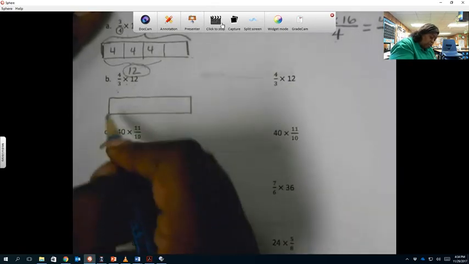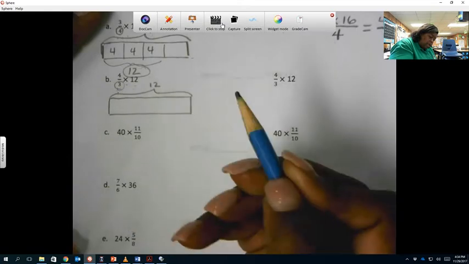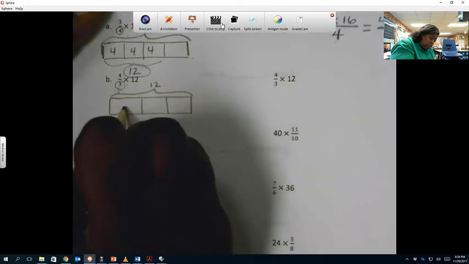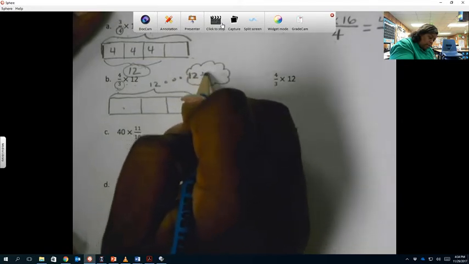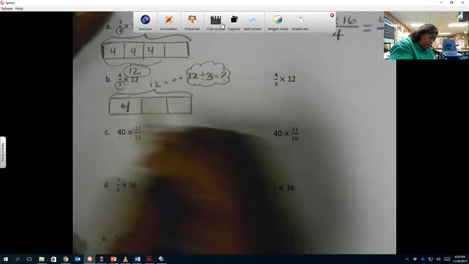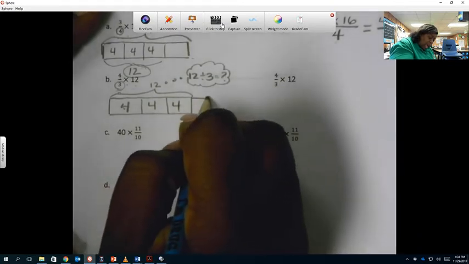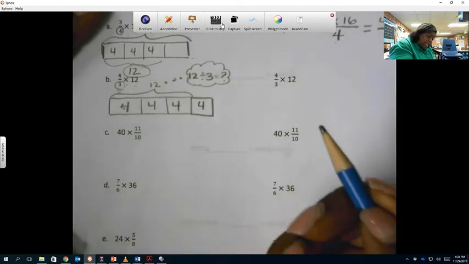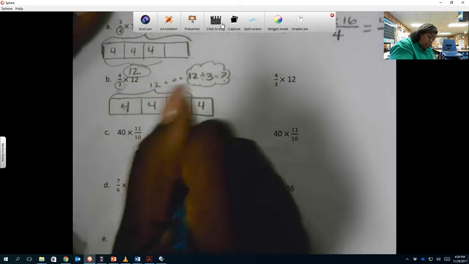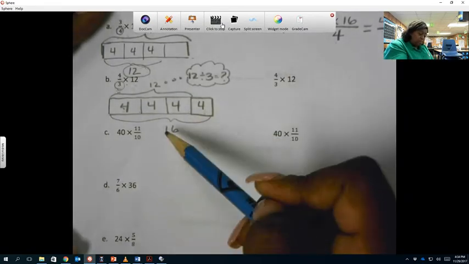Again, this bar represents our whole, and how many is the total? 12. It's being cut into 3 units, and we need to know how much is in 1 unit. So again, what should we be thinking? 12 divided by 3. Well, that equals 4. But we need to know how many is in 4/3, not just 3/3. So I'm going to add an extra unit, and that's my 4/3. Again, that's still 4. So 4/3 would be 16, which is more than my total.